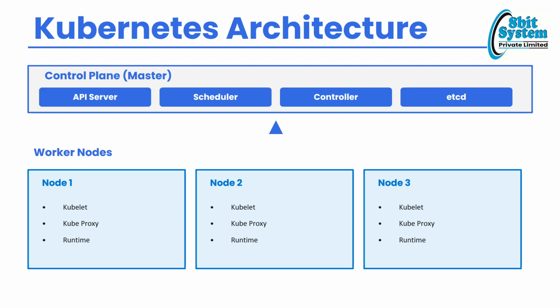Here's how it actually works together. You tell the API server to run 10 copies of your application, and the scheduler picks which nodes should run them. The kubelet on each node starts the containers. The controller manager ensures exactly 10 are running at all times. You never worry about which specific server runs your applications. Kubernetes figures it out.